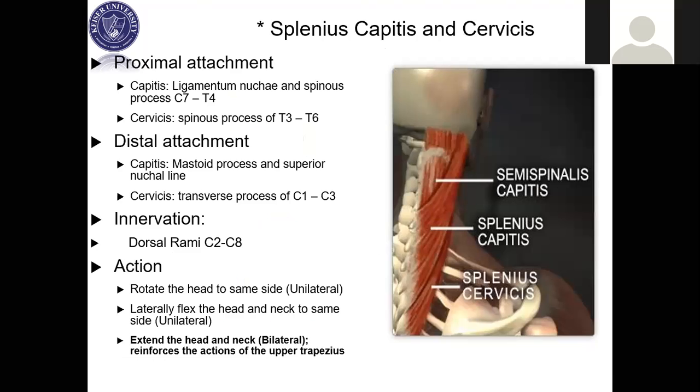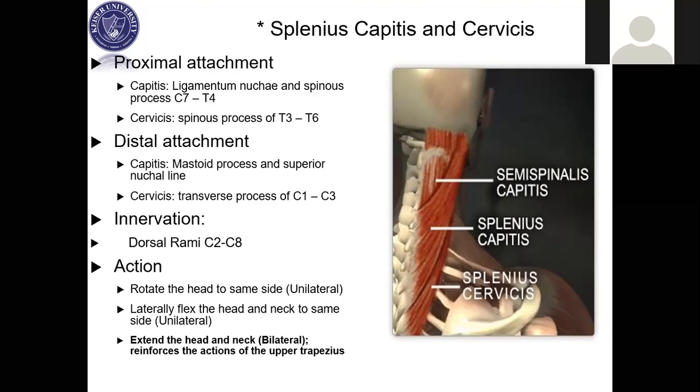Now, I have a star next to Splenius, capitis, and cervicis. Please notice on the bottom where it says action, it is bolded out. This is what I need you to know about Splenius, capitis, and cervicis. This is the only information I need you to know. I need you to know that this muscle extends the head and neck.